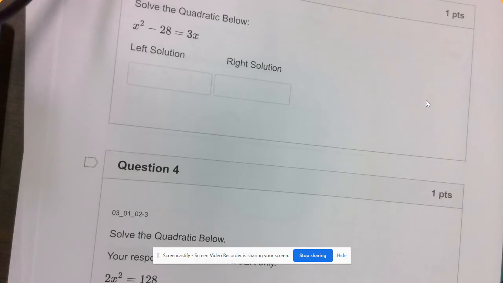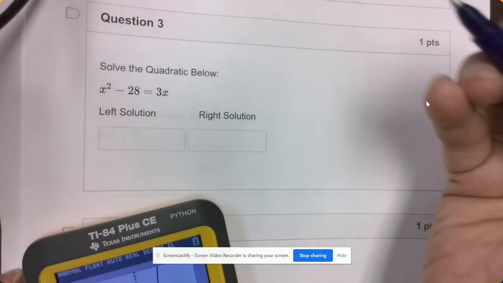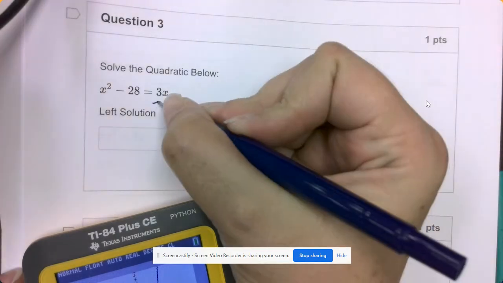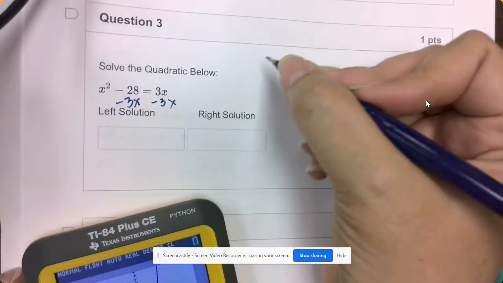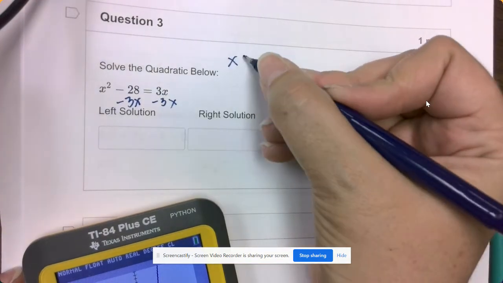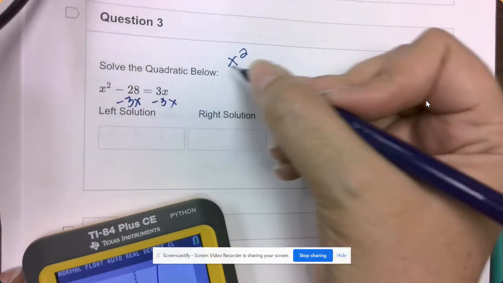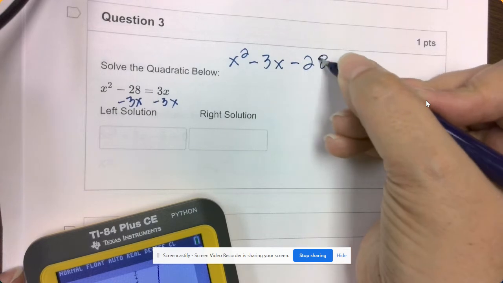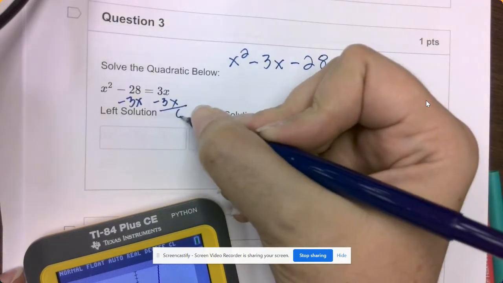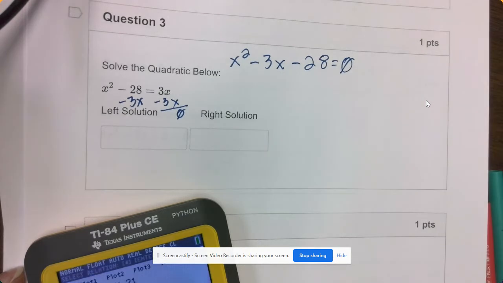So this one we're also graphing. So we're going to subtract 3x from each side. We're going to get the equation equal to 0, so negative 3x over here. So x squared minus 3x minus 28. 3x minus 3x, everybody, would be 0. And then we just plug it in the calculator.